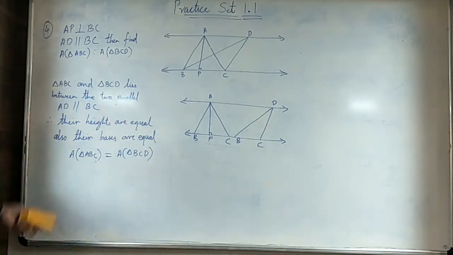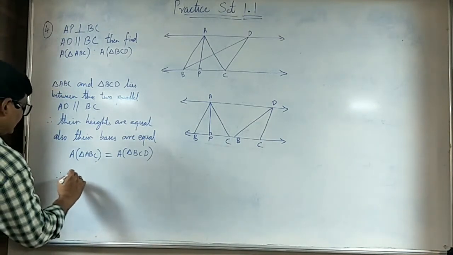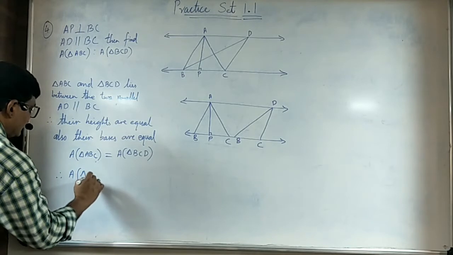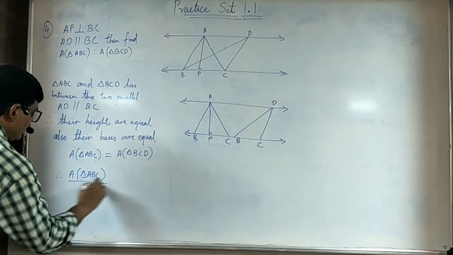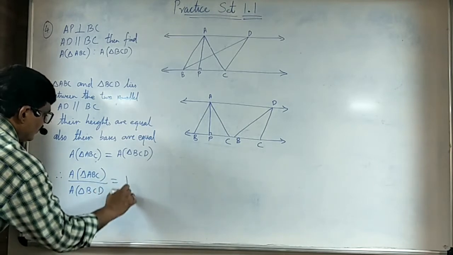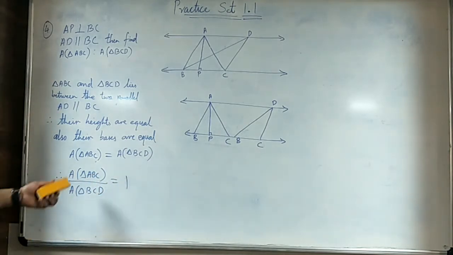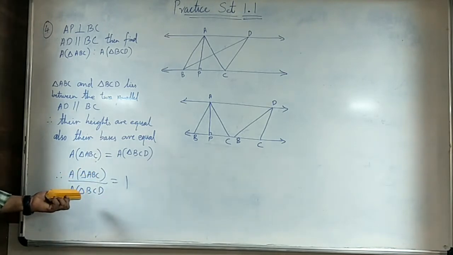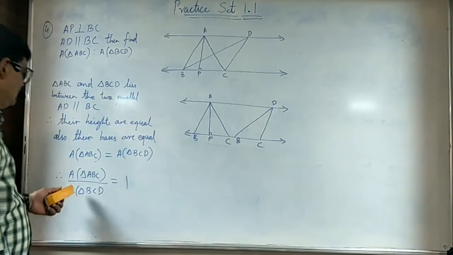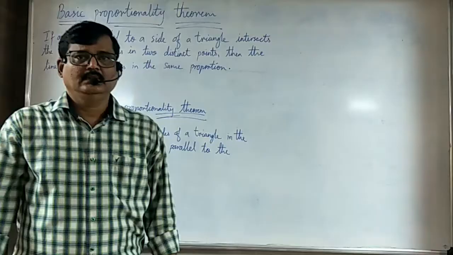But what do they want? They want the ratio. And you have seen also that therefore the ratio of area of triangle ABC upon area of triangle BCD will be equal to what? 1. And that is what you will be getting as the answer. The ratio of the area of triangle ABC upon area of triangle BCD will be equal to 1. And this is your answer for the sum. So the sum was simple.